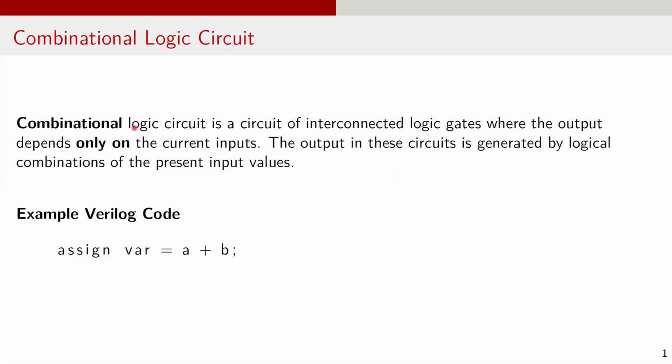Combinational logic circuit. A combinational logic circuit is a circuit of interconnected logic gates where the output depends only on the current input values. The output of these circuits is generated by logical combination of the present input values. These circuits do not have a clock and are not affected by the past inputs or the previous outputs. Here is an example Verilog code.